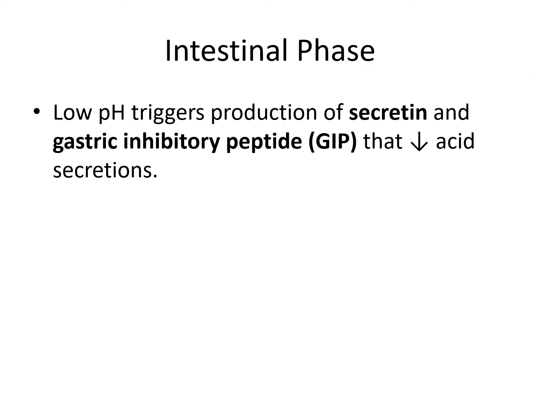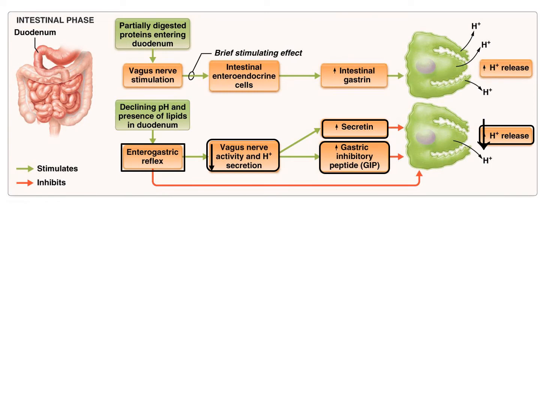And I kind of got ahead of myself. In the intestinal phase, low pH also triggers production of secretin and gastric inhibitory peptide that also decrease acid secretion. Okay, so here I started mentioning that an increase in secretin and an increase in gastric inhibitory peptide (GIP) due to decreased vagus nerve activity will also decrease hydrogen ion secretion. So there's also a direct enterogastric reflex here, and also through the decrease in vagus nerve stimulation to increase secretin and GIP to decrease hydrogen ion secretion. So inhibition occurs at multiple levels.